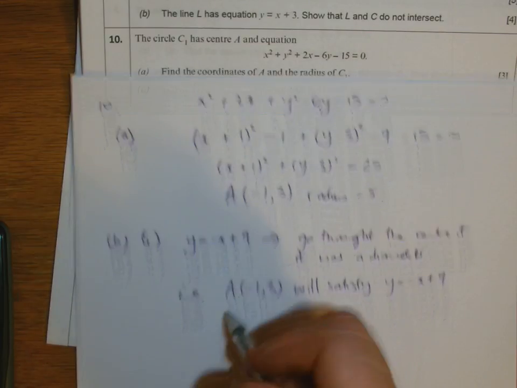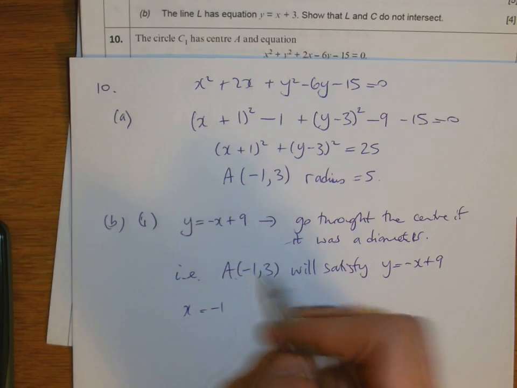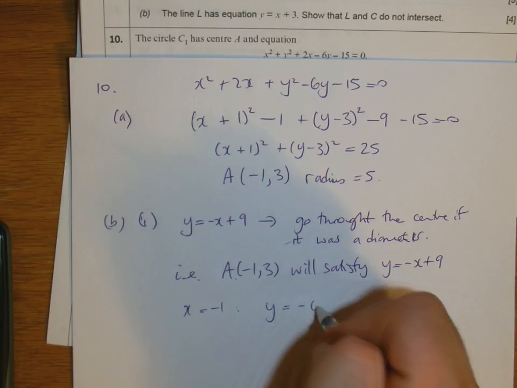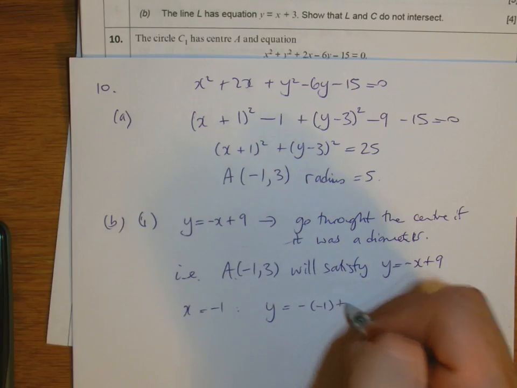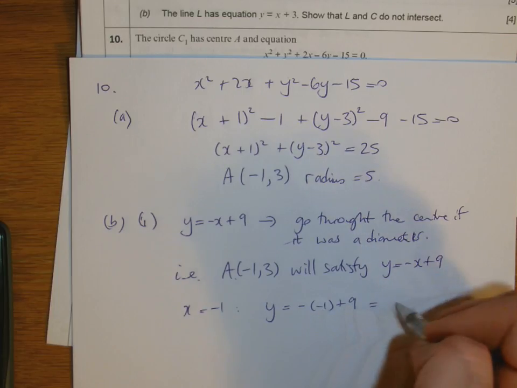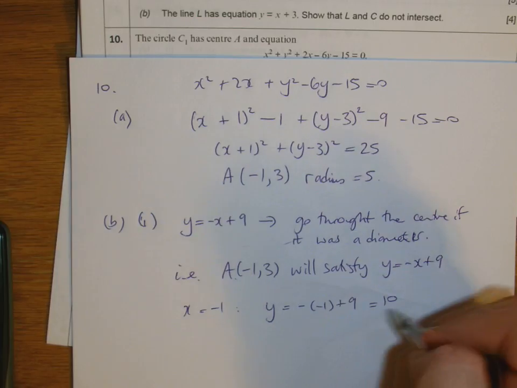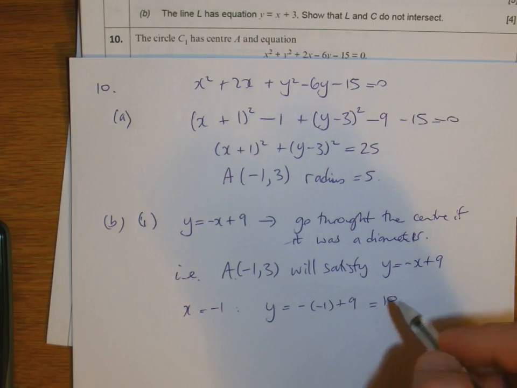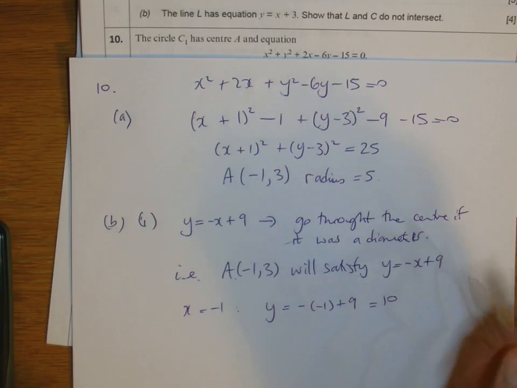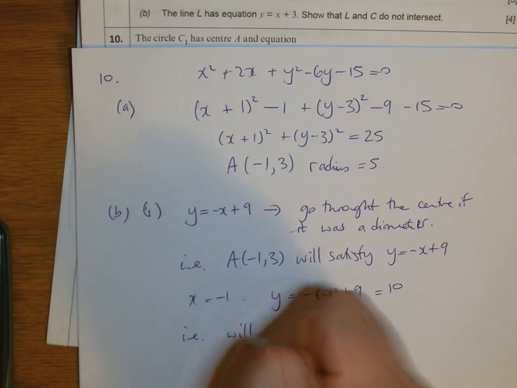Now if we just go with that and set x to equal minus 1, which is what the x value is, let's see if y does come out to be 3. So y will equal minus 1, because that's what x is, plus 9. Now minus 1 is plus 1, plus 9 is 10. Well, clearly it's not. When x is minus 1, y is equal to 10. So it does not go through minus 1, 3.